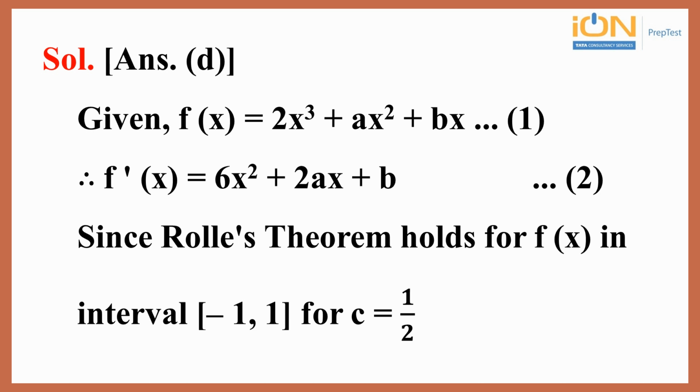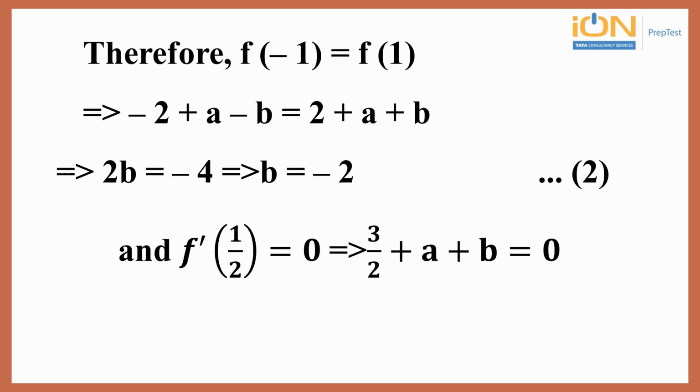Now for the function to satisfy Rolle's theorem, we need f of minus 1 to be the same as f of 1, and at the point where Rolle's theorem holds, that is c, f dash of c must be 0. So f dash of half is 0. f of minus 1 equal to f of 1 will give us b equal to minus 2. A simple calculation will give us this in 2 steps, as you can see.